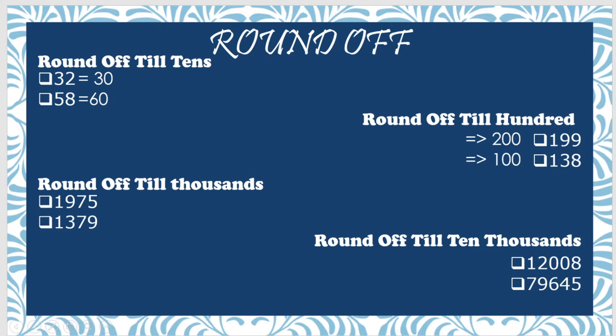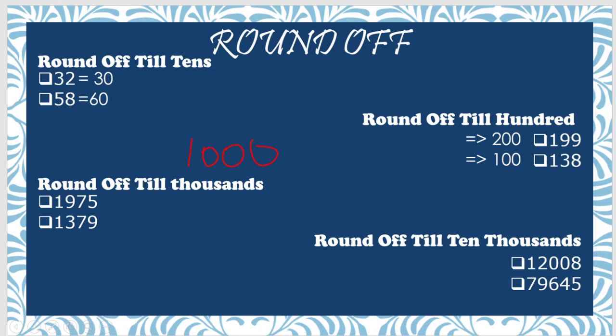Now, some children find round off very boring, but round off is not boring. It's very interesting because you have to do the calculations with zeros. You have to do plus, minus and multiply with zeros, and it's very easy to perform zero activity. Zero activity means you multiply with 0, or add or subtract with 0. It's very easy. So round off is a very good technique.